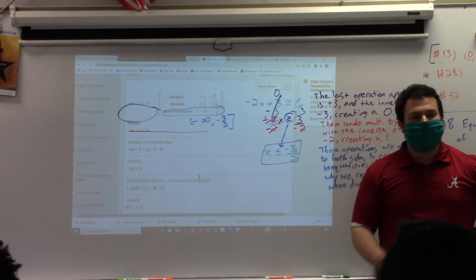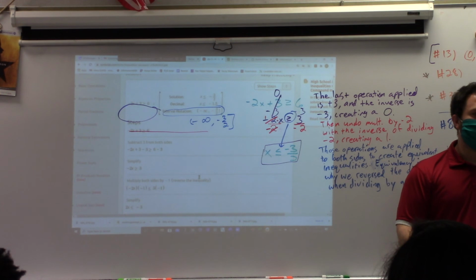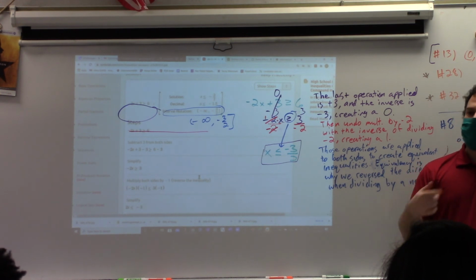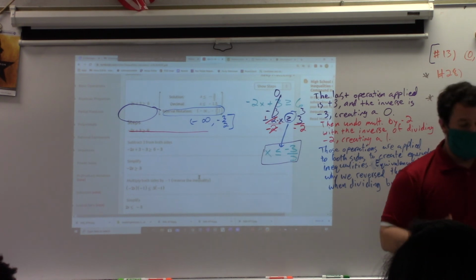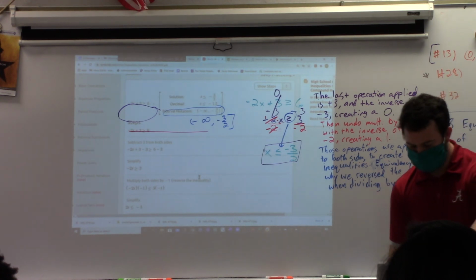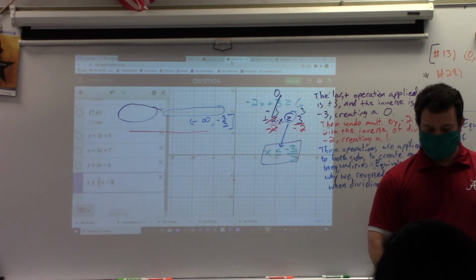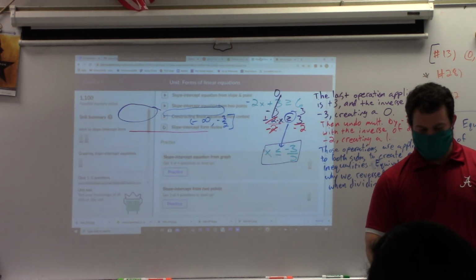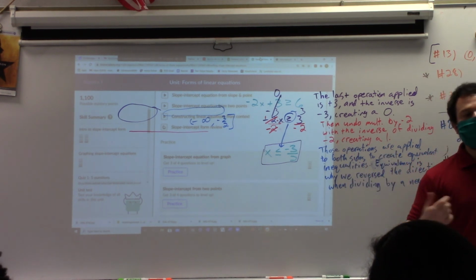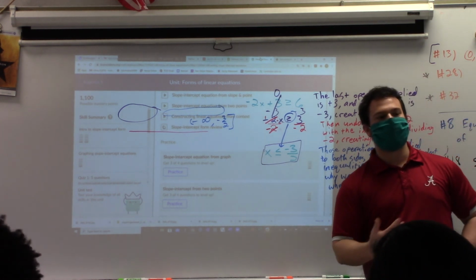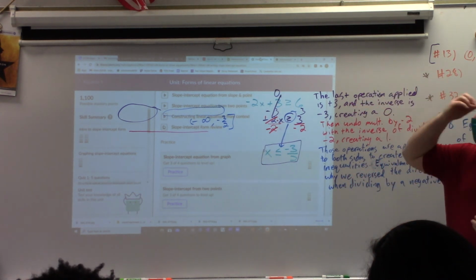Now, I do want to point out, Kelsey brought up a good point. She said, man, Mr. Kinney, I struggle with interval notation. Does anyone know what resource we could go to get help on interval notation? Khan Academy is where you can go for extra resources on conceptual ideas of why does this thing work.